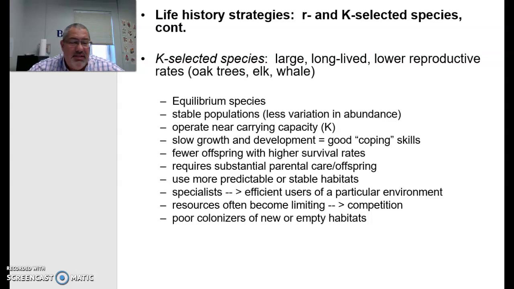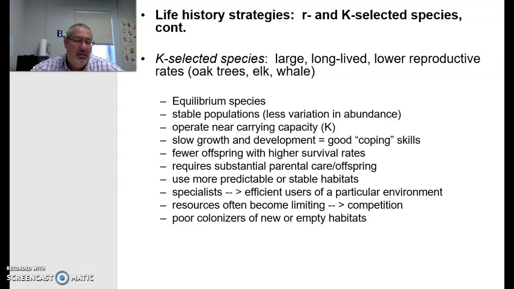R selected species are basically opposite in their characteristics compared to K-selected species. Small, short-lived, high reproductive rates. Most young do not survive to maturity. Live in disturbed habitats. Good colonizers of disturbed environments. Very little parental care. So K-selected species are the opposite of R.